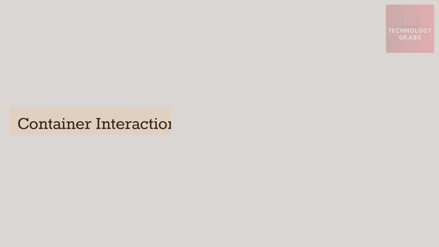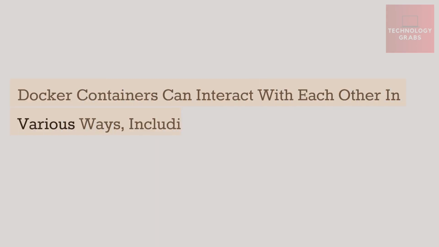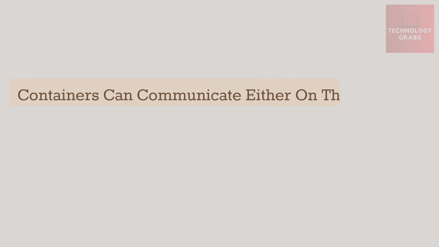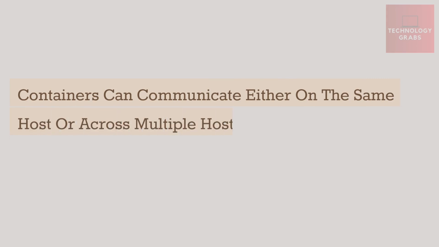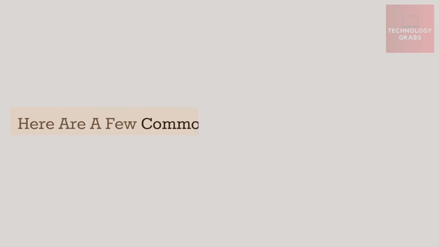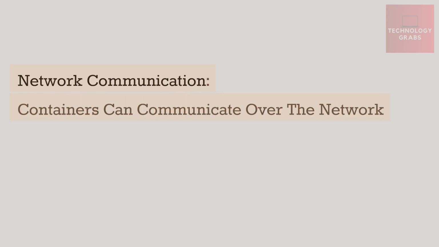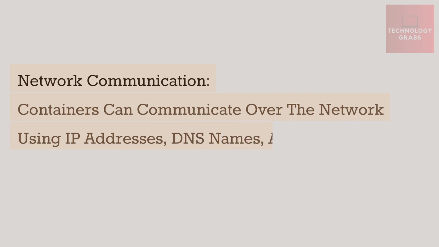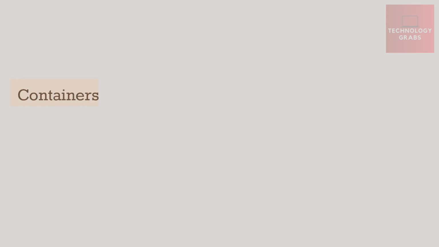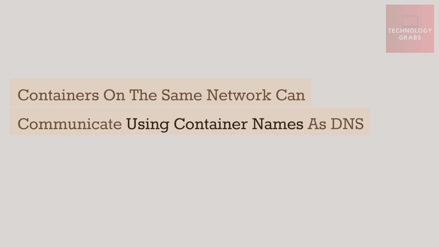Container interaction. Docker containers can interact with each other in various ways, including networking and communication. Containers can communicate either on the same host or across multiple hosts in a Docker swarm or Kubernetes cluster. Here are a few common ways containers interact. Network communication. Containers can communicate over the network using IP addresses, DNS names, and port mappings. Containers on the same network can communicate using container names as DNS names.